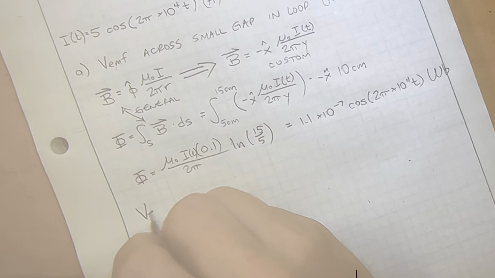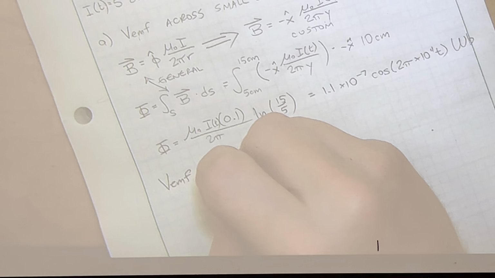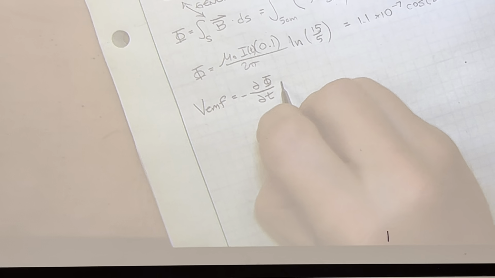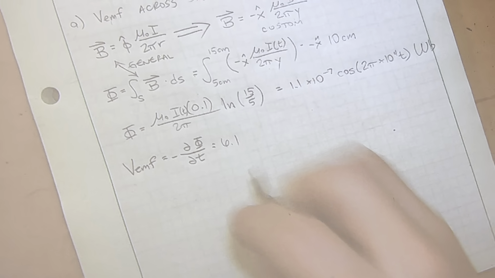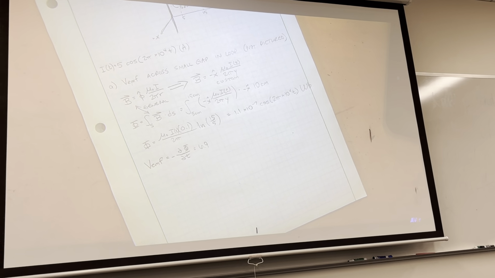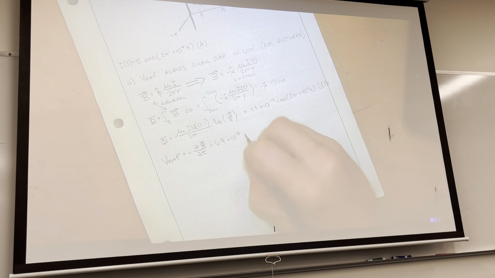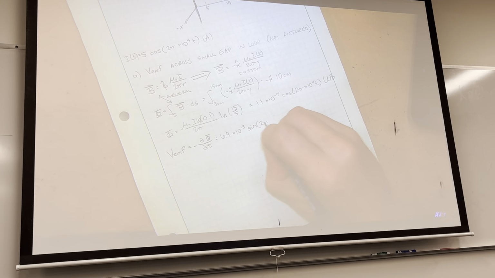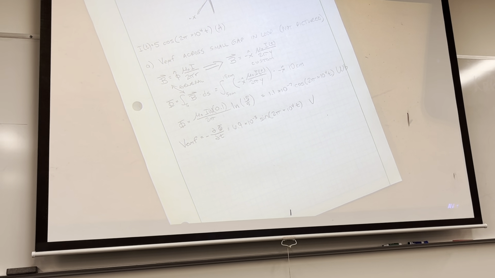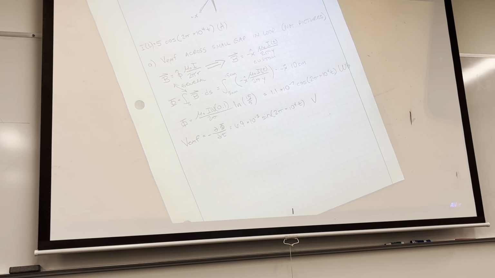But the EMF, from this chapter and from the last problems I think we did, is just the negative derivative of flux, which is why we went to flux in the first place. So just take the negative derivative of that, and you'll get 6.9 times 10 to the negative 3 sine of 2 pi times 10 to the 4th t volts. Or you could say 6.9 millivolts. Who cares? So that's part A.